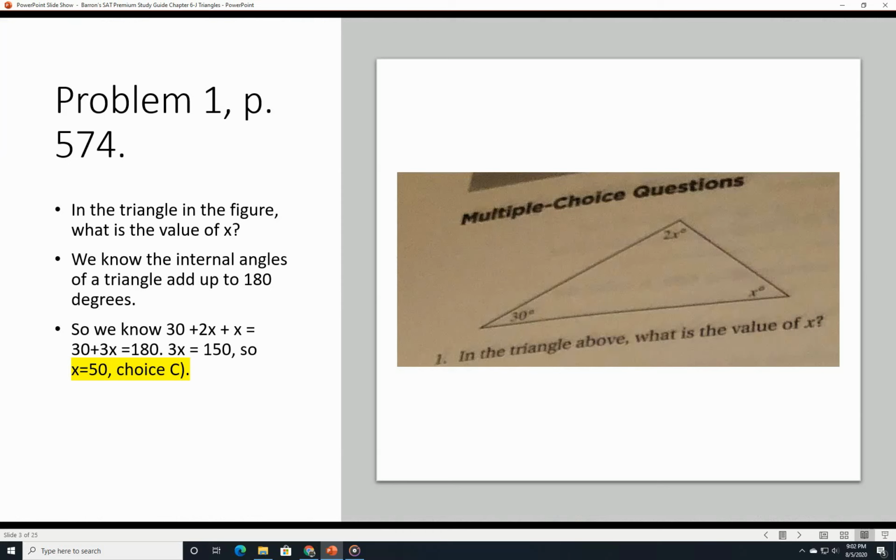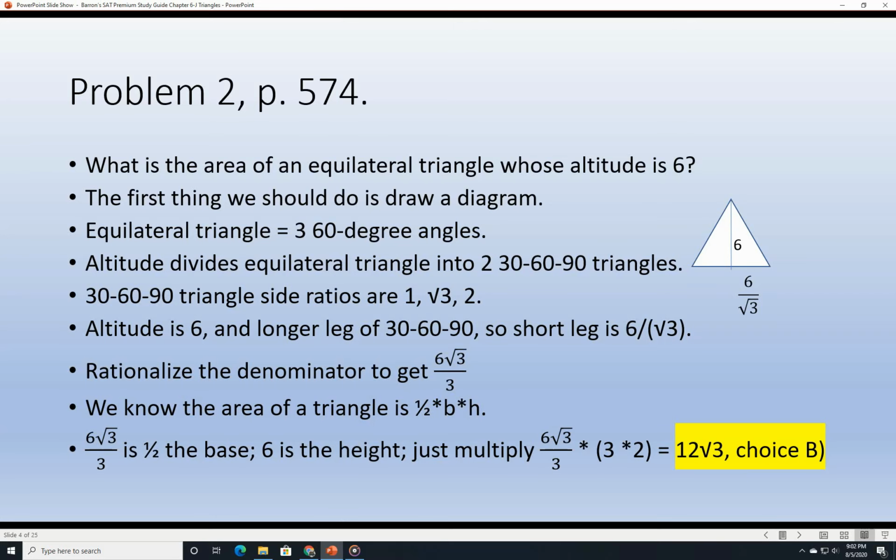Problem 1, page 574. In the triangle in the figure, and here's the figure from the book, what is the value of x? Well, this should be pretty easy. We have 30 plus 2x plus x. So 30 plus 2x plus x equals 30 plus 3x, we just combine like terms, equals 180. So then we subtract 30 from each side, get 3x equals 150. So x is equal to 50, which is choice C.